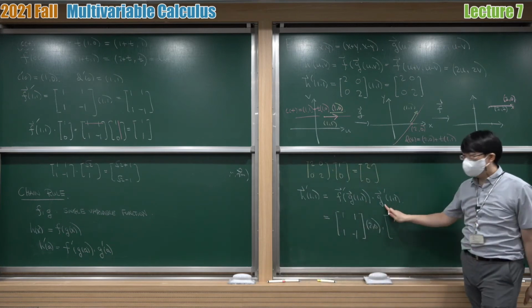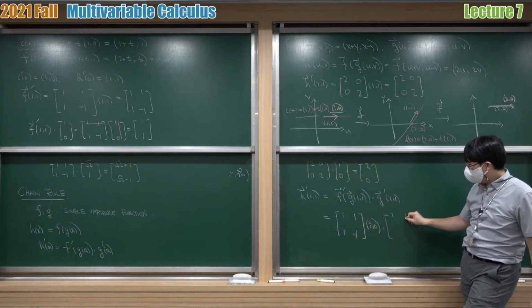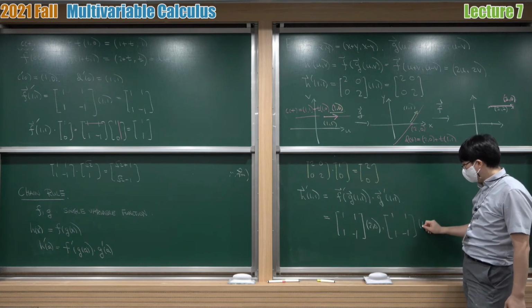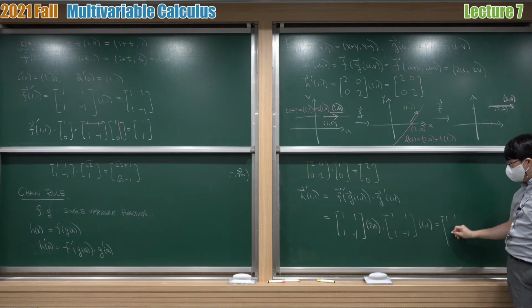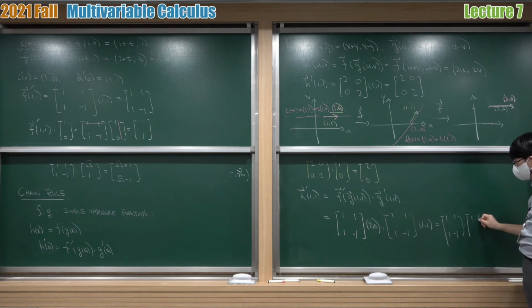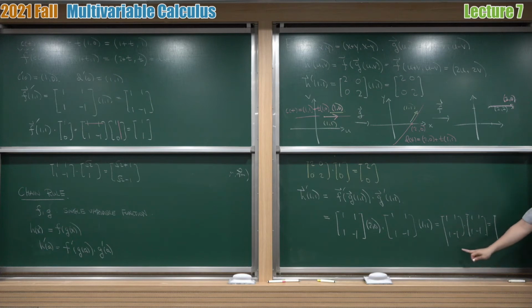And what happens to g prime? It's the same thing, right? So it's 1, 1, 1, minus 1. So drop all the coordinates here: 1, 1, 1, minus 1 times 1, 1, 1, minus 1. So the result should be a 2 by 2 matrix again. What's the entry in the first row, first column? 2. First row, second column? 0. 0, 2. Same result, right?